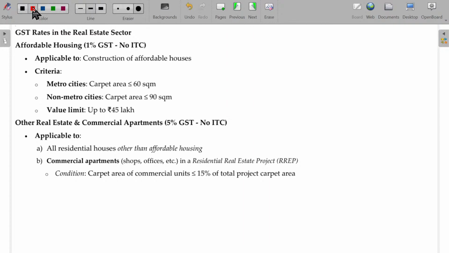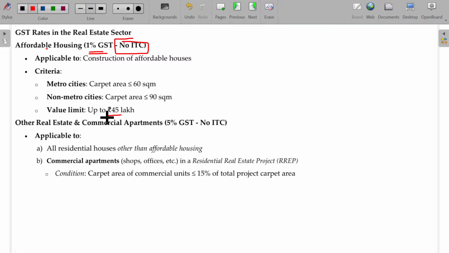Already we have covered this. Okay. GST rate in real estate sector, 1% GST will be payable. No ITC is available when the house property is affordable housing. Already we studied, no penalty is leviable, exemption. So 1%. What is called affordable housing?